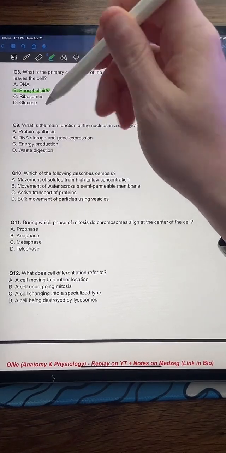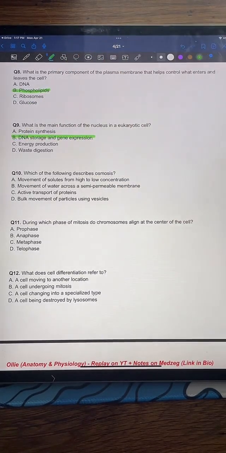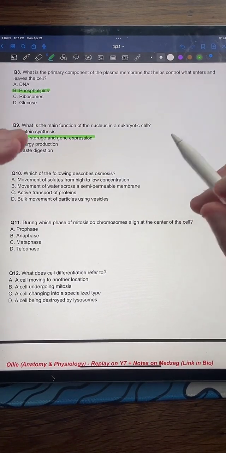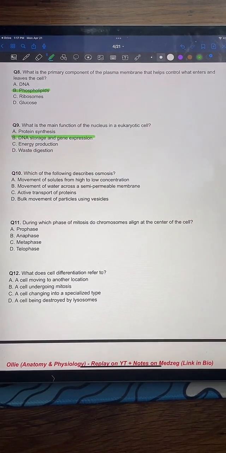All right, the answer to number 9 is B, DNA storage and gene expression. So the nucleus is what's going to hold our DNA. It's basically the site of our gene expression, which is transcription in eukaryotic cells. Again, protein synthesis, ribosomes; energy production, mitochondria; waste digestion, lysosomes, like we talked about earlier.